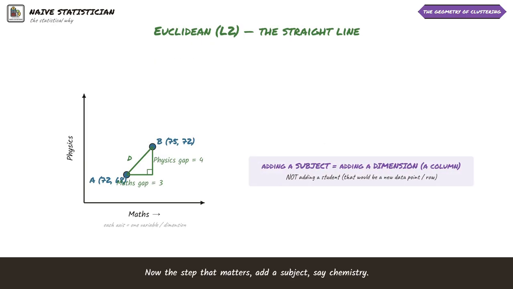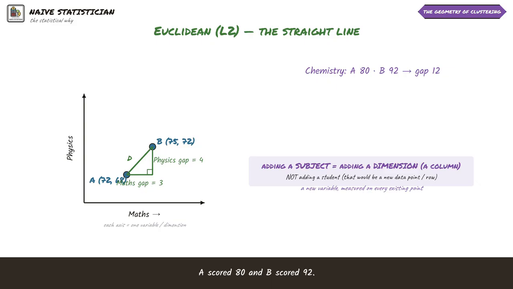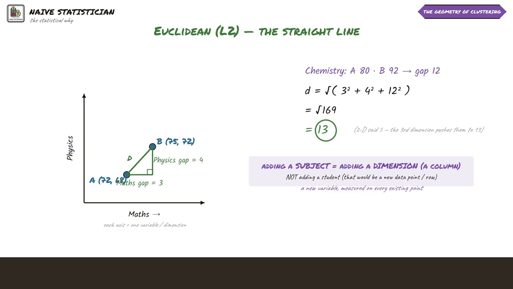Now, the step that matters: add a subject, say chemistry, and notice what that means statistically. We are not adding a subject, we are adding a dimension, a new variable measured on each point. A scored 80 and B scored 92, a gap of 12. We do not start over. We just slide the new squared gap under the same root. 3 squared plus 4 squared plus 12 squared is 169, whose root is 13. Two dimensions set 5. The third pushes A and B to 13 apart.